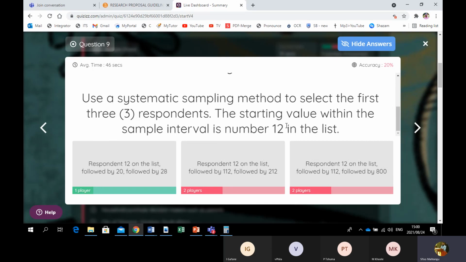So for us to calculate the sample interval, in this case, it was 800, which is the population, divided by the sample, which is 100, and that gives us 8. So the correct answer will be respondent number 12. The second one will be 12 plus 8, which is the sample interval, becomes number 20. The next respondent is 20 plus 8, which is 28. Hence, that was the correct answer.